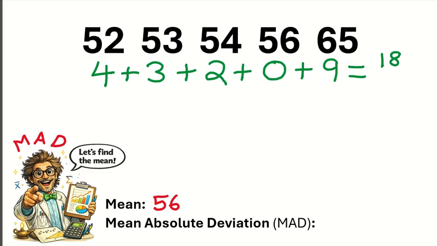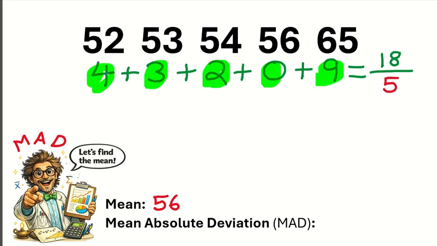So 18 is the sum, and we're going to divide it by the number of numbers. Remember, there's 1, 2, 3, 4, 5 numbers. So we're going to divide 18 by 5. Now, 18 fifths is a perfectly fine fraction to use for our mean absolute deviation, but we need to also write it as a mixed number.